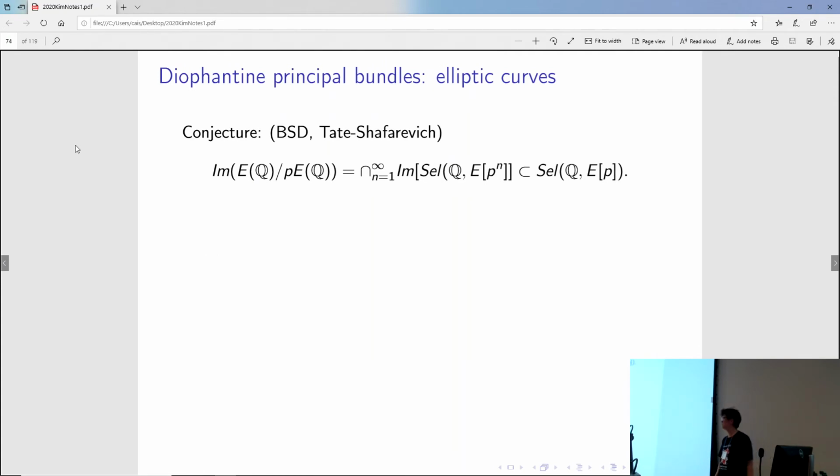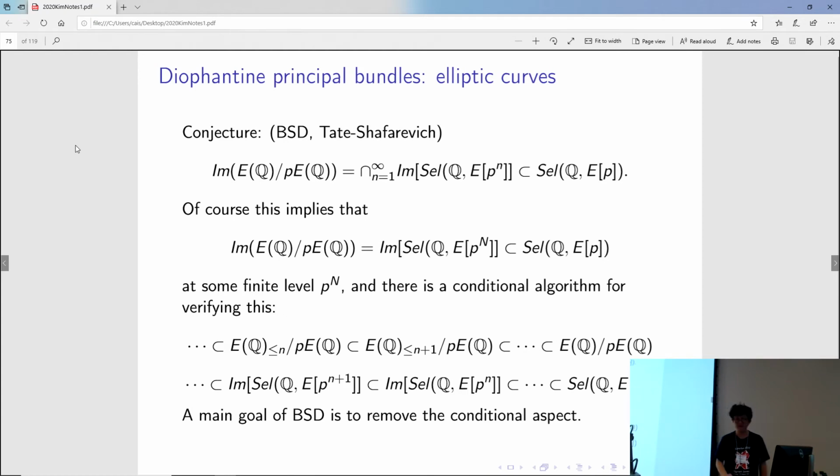And the conjecture, the Shafarevich-Tate part of the BSD conjecture, which in my mind and maybe many people's mind is really the most important part of BSD as far as solving equations is concerned, is that in fact the image of the Mordell-Weil group inside cohomology is exactly the infinite Selmer group. So those classes that lift to the p^n Selmer groups for all n. We wrote it as an infinite intersection that looks very scary, but in practice, what that means is that it has to be equal for some finite n, because it's a finite dimensional vector space. It has to happen at some level n.